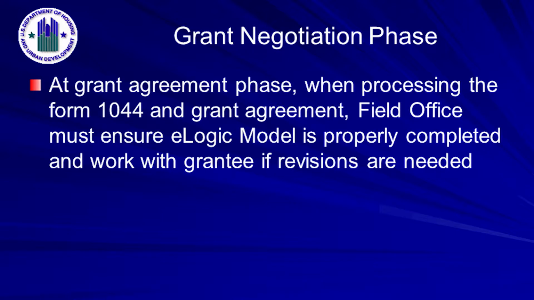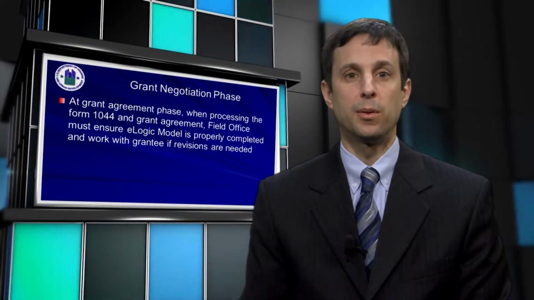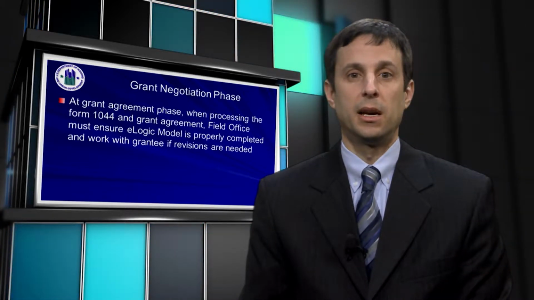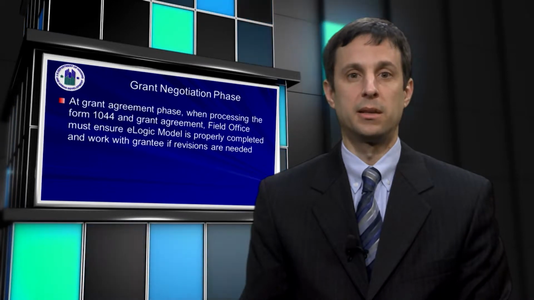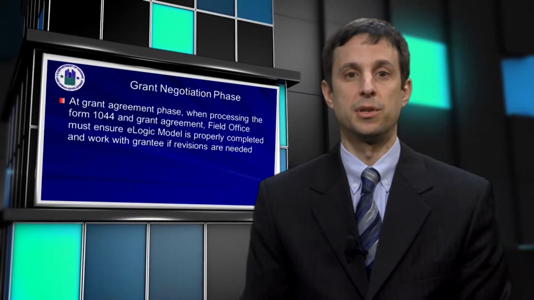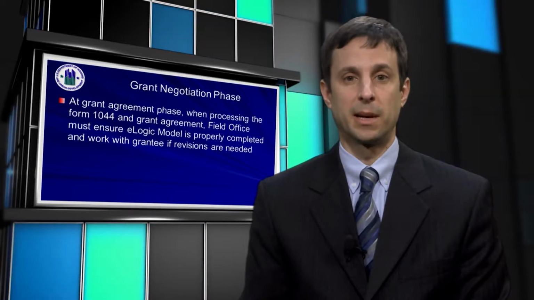Grant negotiation phase. At grant agreement phase, when processing the Form HUD 1044 and the grant agreement, the field office must ensure that an eLogic Model is properly completed and work with the grantee if revisions are needed. As mentioned before, headquarters of the GMC does not approve the eLogic Model. Just because a PHA was awarded a grant does not mean that the eLogic Model is acceptable. It's the responsibility of the field office to ensure that the eLogic Model submitted with the grant application is acceptable.